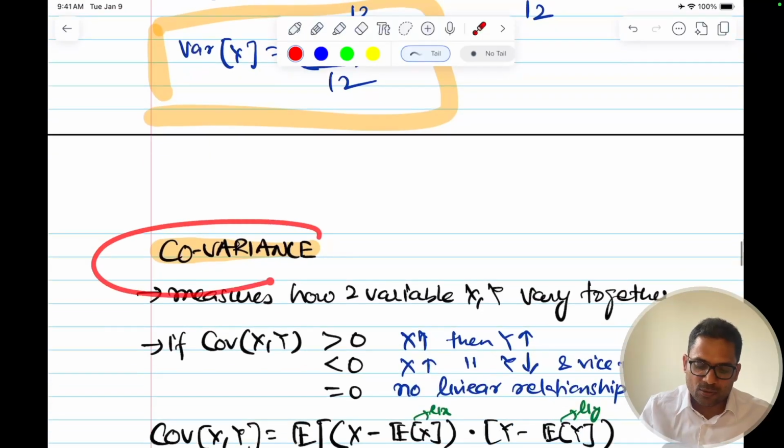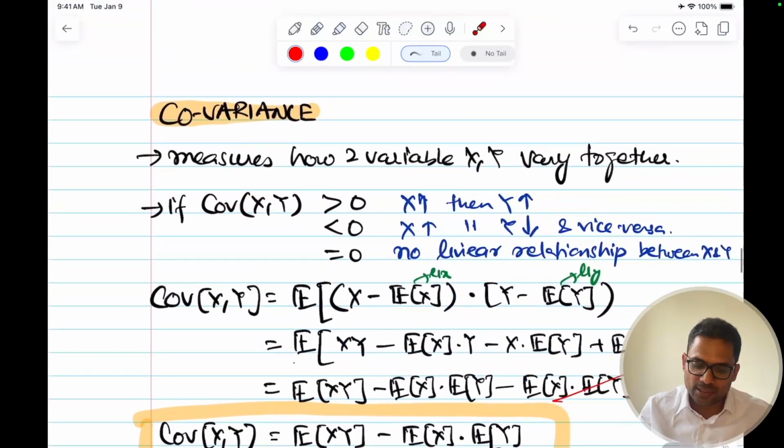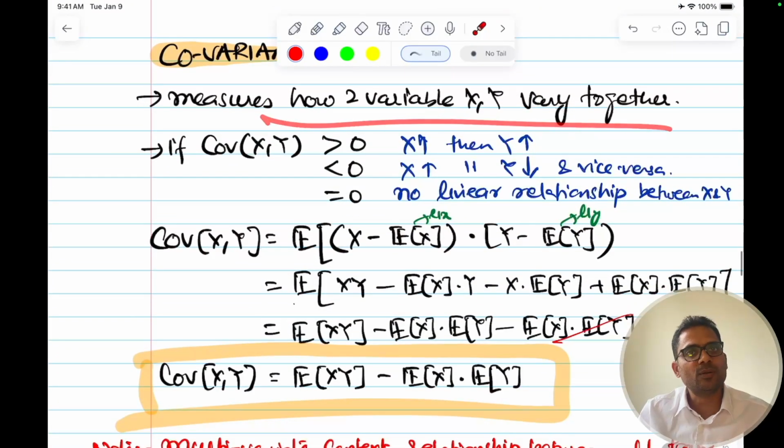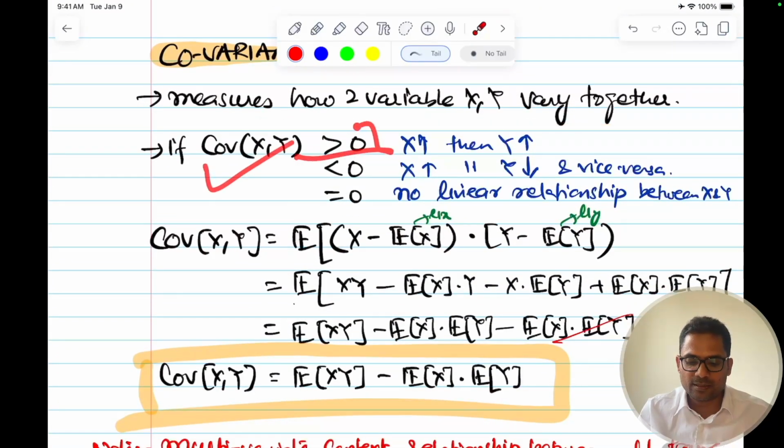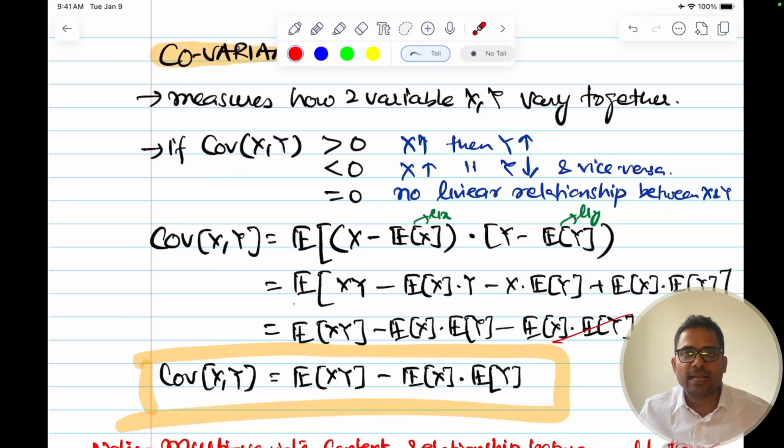And then similarly we found the covariance using expectation, and we found that covariance is the measure of how two variables vary together. If it is greater than 0, then x and y both change in the same direction: if x increases, y increases. If covariance is less than 0, then if x increases, y decreases, and vice versa. And if it is equal to 0, it means no linear relationship.